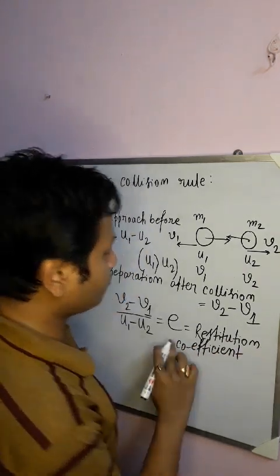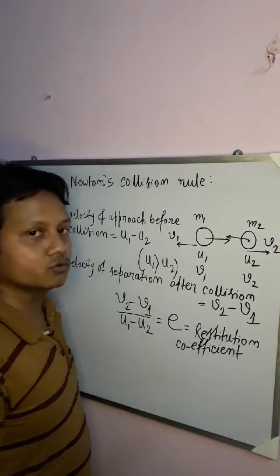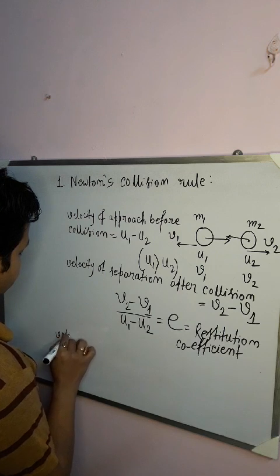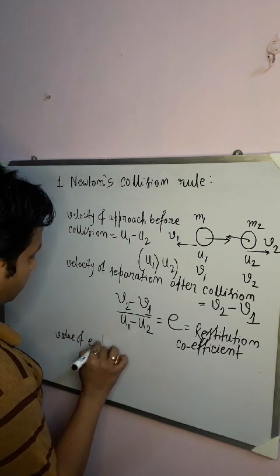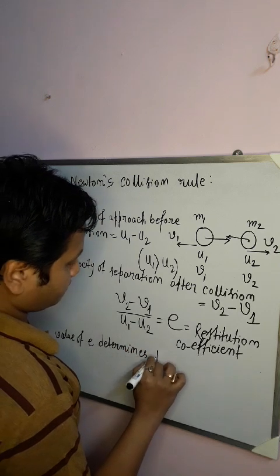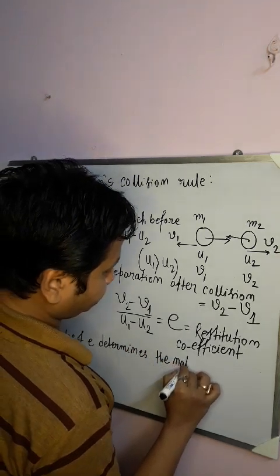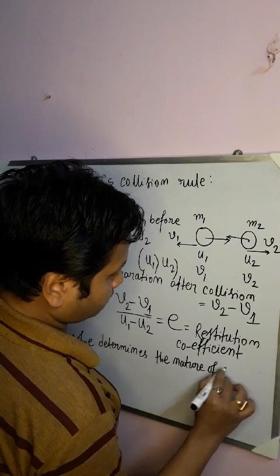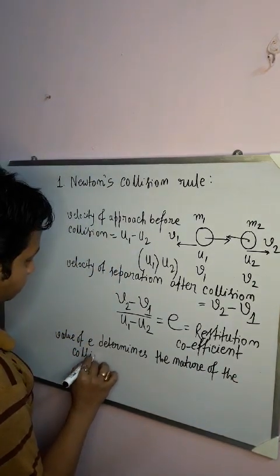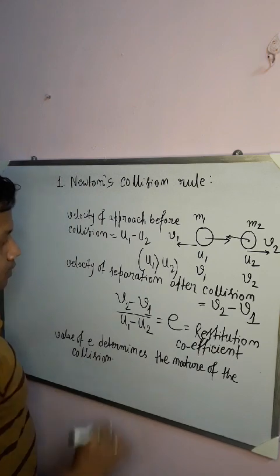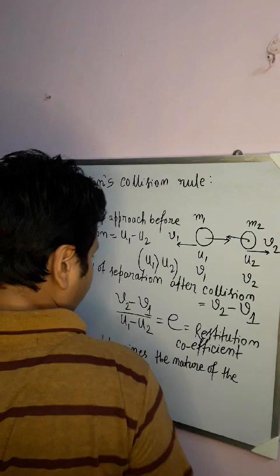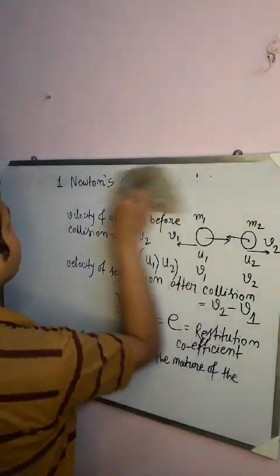The value of E determines the nature of the collision. So let us take a simple example so that the concept will be clear.